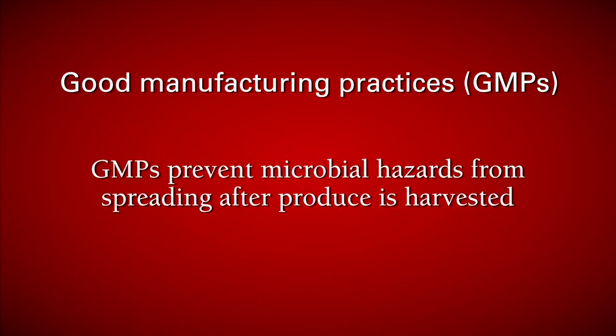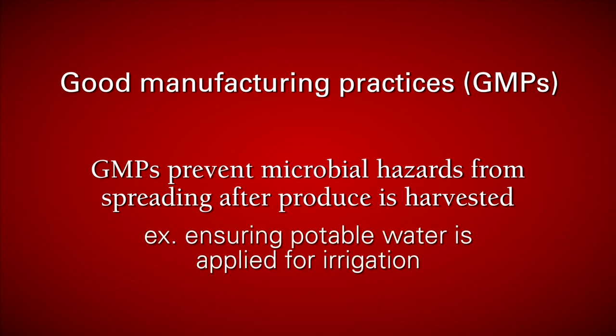Once GAPs have been developed and implemented, good manufacturing practices, or GMPs, should be developed. GMPs occur in the post-harvest section of produce safety and are applied when the product is being prepared for resale or further use.